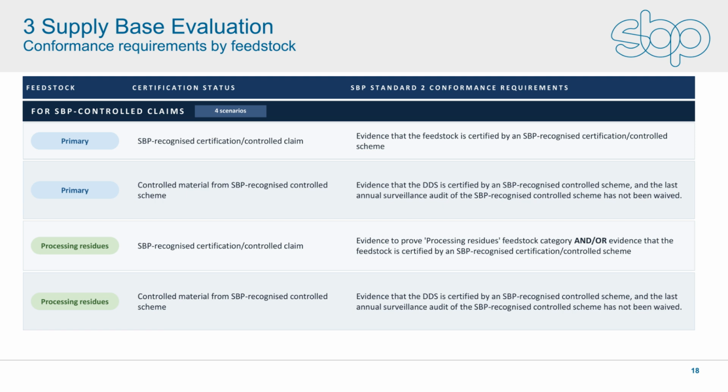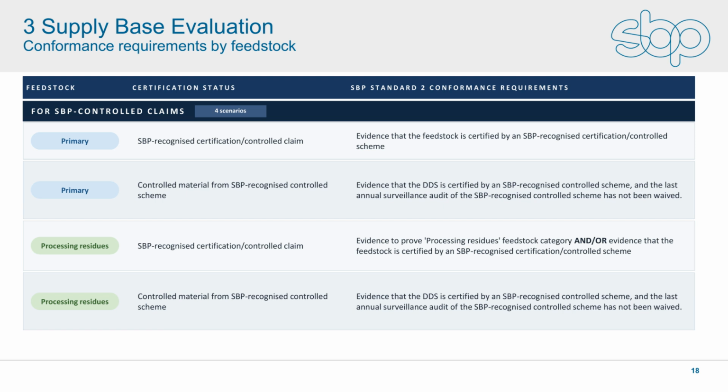For processing residues under controlled claims, the same logic applies. Evidence of the processing residues category, evidence of SBP recognized certification, and where controlled material is involved, the DDS certification and audit evidence on top. So the pattern here is consistent. SBP controlled claims rely on recognized certification as the primary evidence route, and where controlled material is the source, there is an additional layer of assurance around the due diligence system and annual auditing.